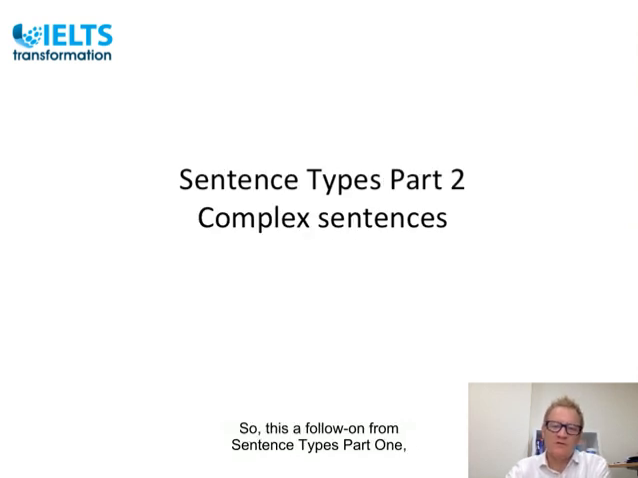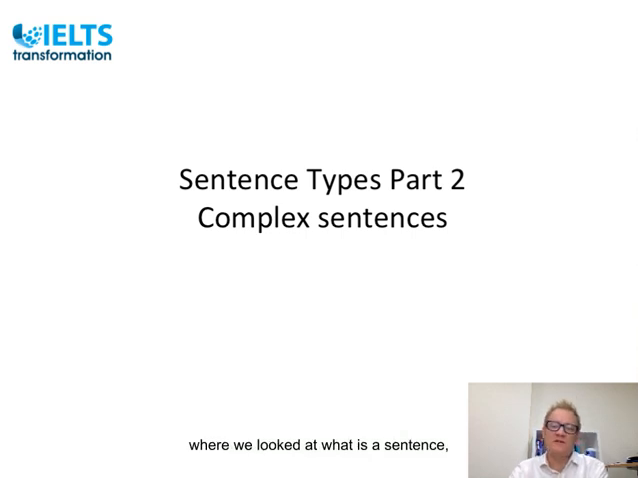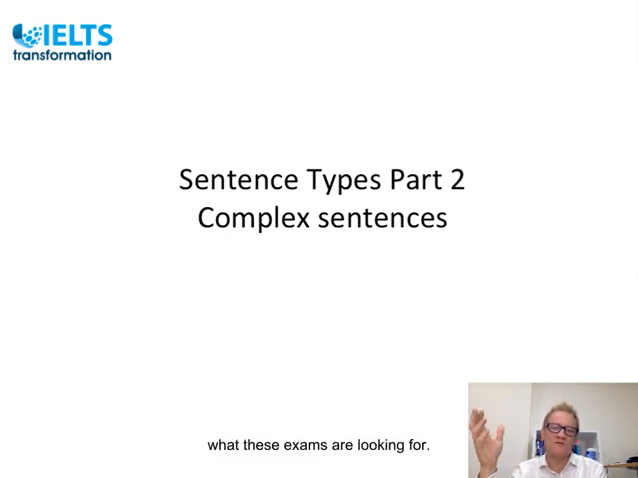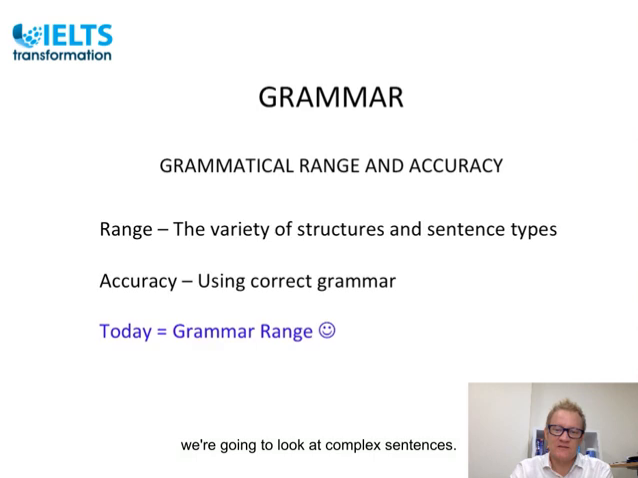So this is a follow-on from our sentence types part 1, where we looked at what is a sentence, because we need to understand how to make a sentence and what a sentence is to help us understand what the examiners are looking for. So a lot of this knowledge is missing for a lot of people, which leads them to make mistakes further down the line. So this is part 2. We're going to look at complex sentences.